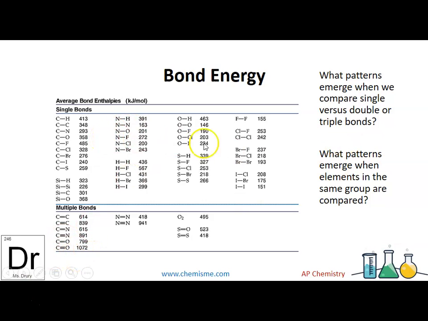And another question I have here is what patterns emerge when you look at elements in the same group. Like if you were saying the NH bond is only 391, we would look for phosphorus and hydrogen. I don't see that one. How about CCl, CBr, CI? This is a good one. CF is 485, CCl is 328, CBr is 276, and CI is 240. As we're going down the halogen group, it looks like it's easier and easier to break those bonds.